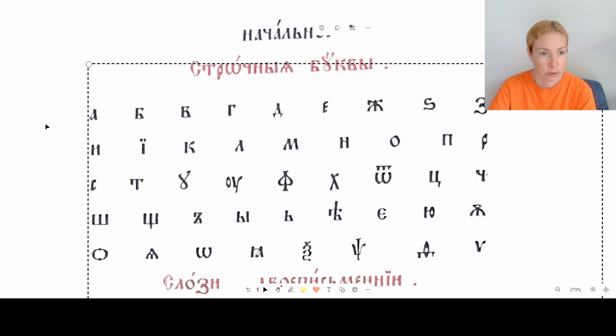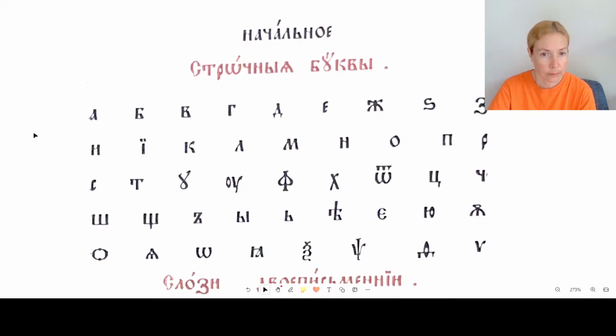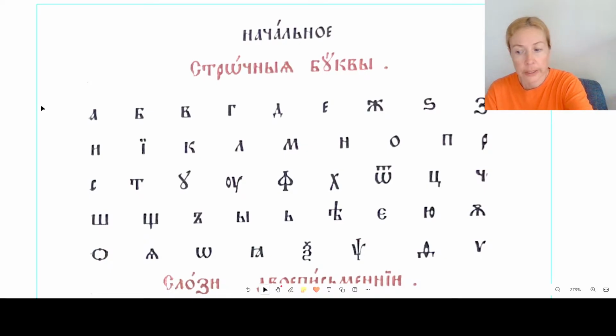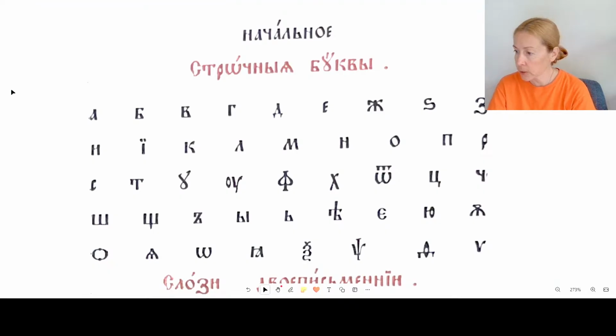Let me see what's going on here. Okay, I guess it worked. So I have here a page from the reading book for Church Slavonic. It's like the workbook, the textbook, for learners, for reading learners of Church Slavonic. And here, what we're gonna do, let me see. I think it's okay here.